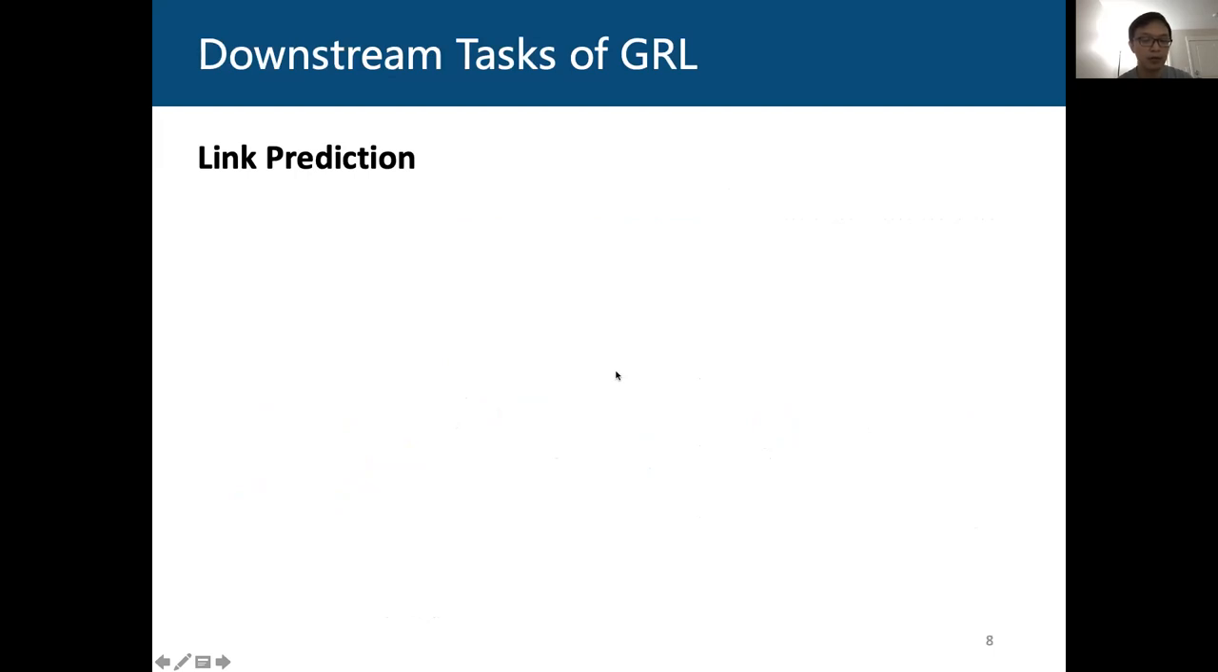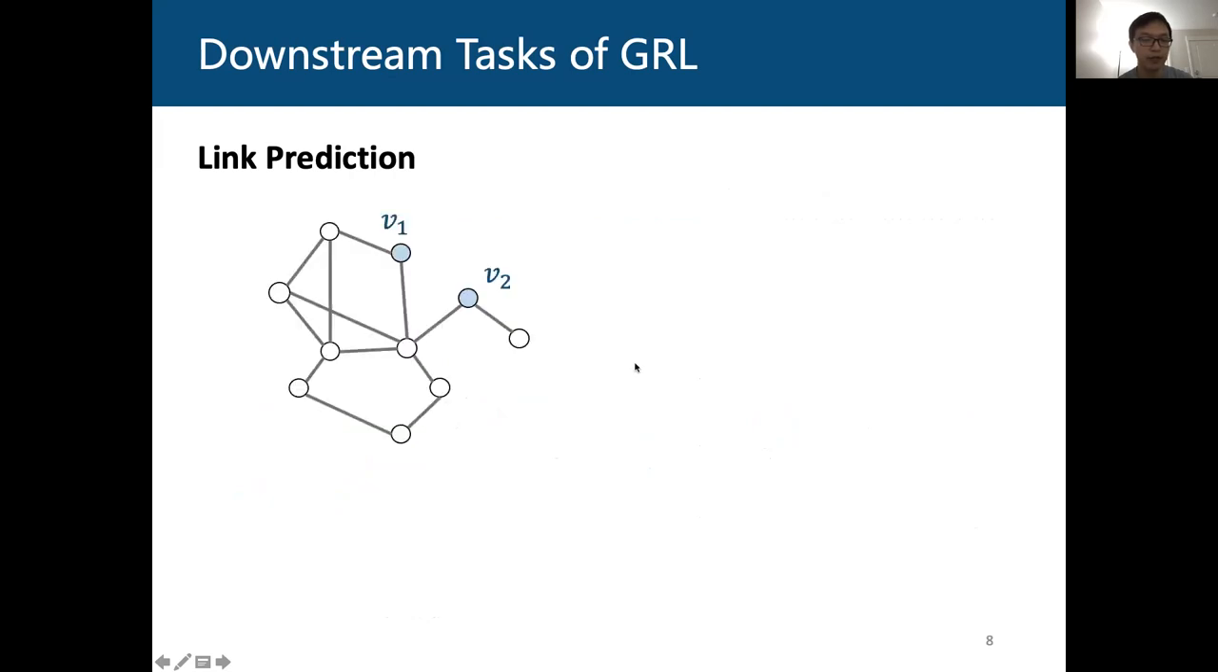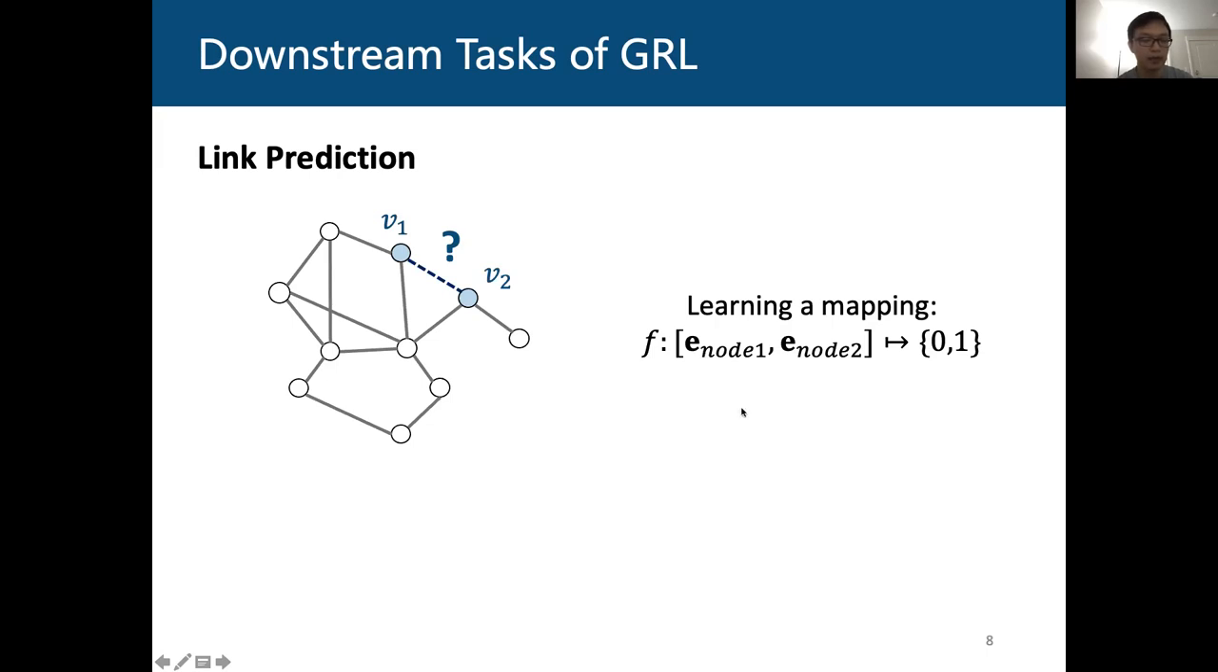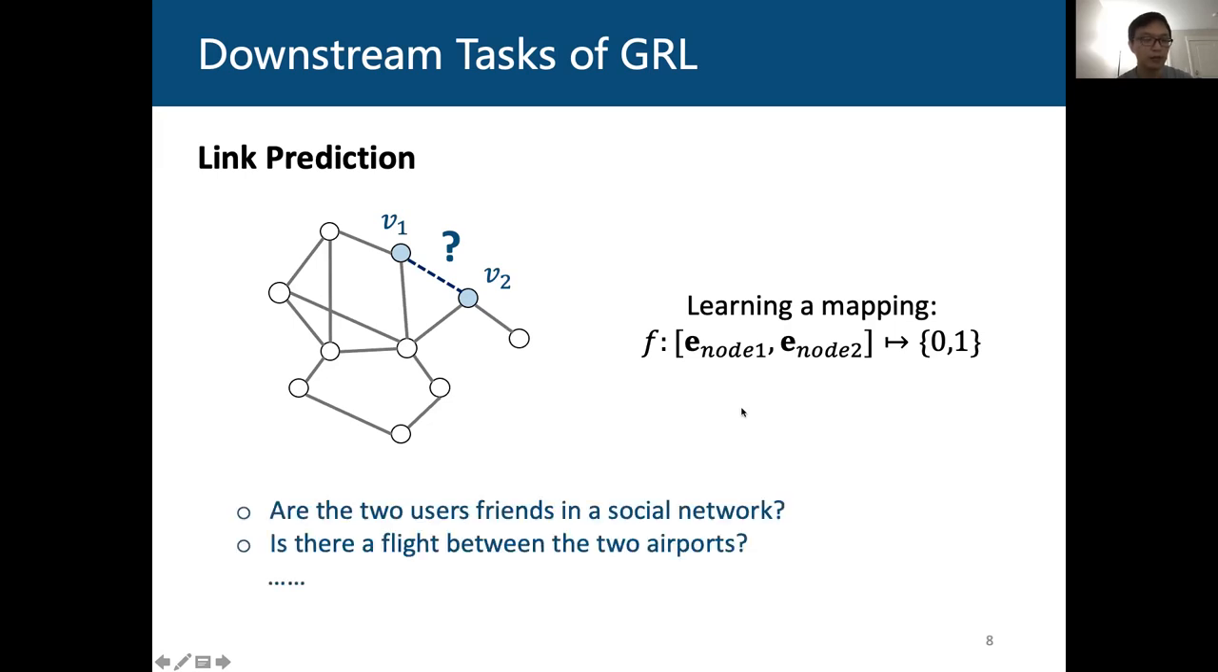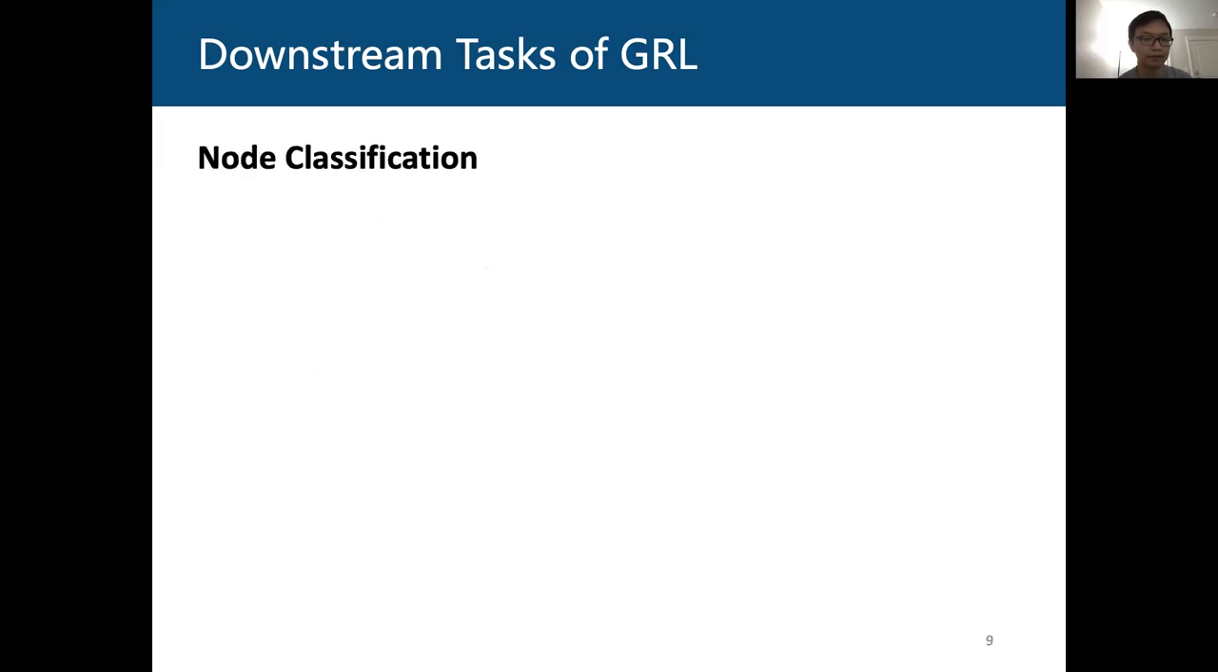Next, I will introduce some downstream tasks of graph representation learning. First is link prediction, in which our goal is to predict whether there is an edge between two given nodes. Formally speaking, we aim to learn a mapping F, which takes the embeddings of two nodes as input and outputs a binary label indicating the edge existence. Link prediction in the real world can be like: are the two users friends in a social network, or is there a flight between the two airports?